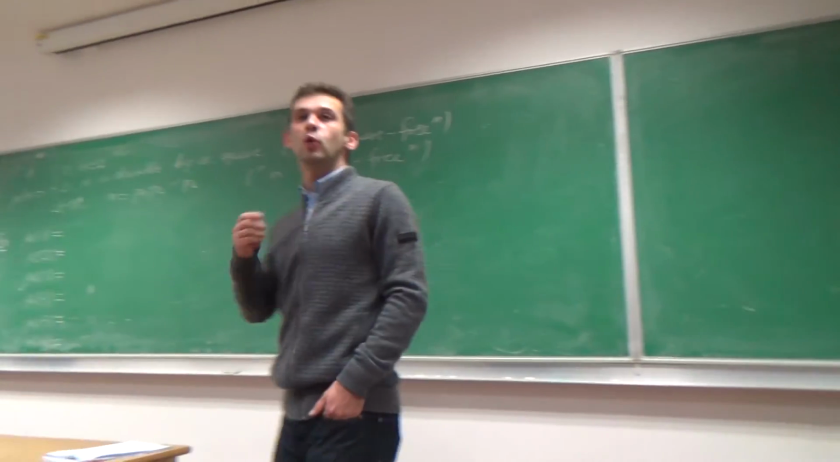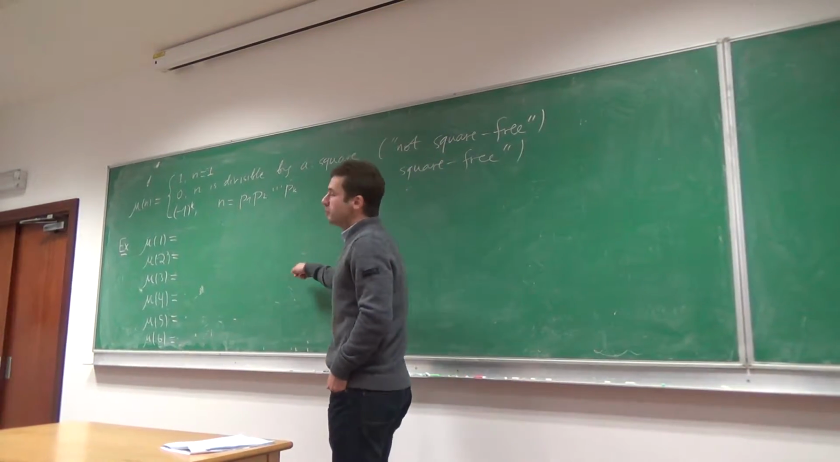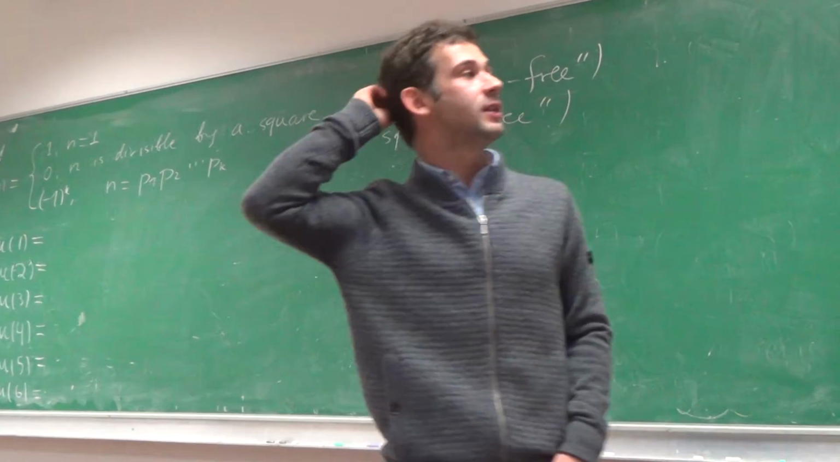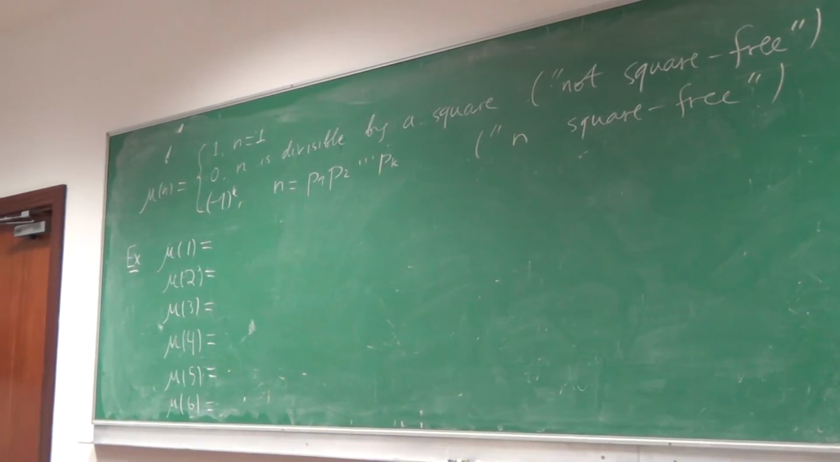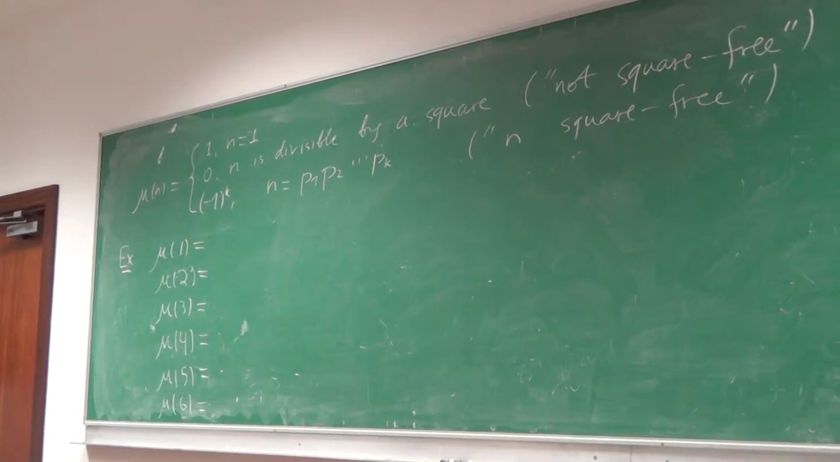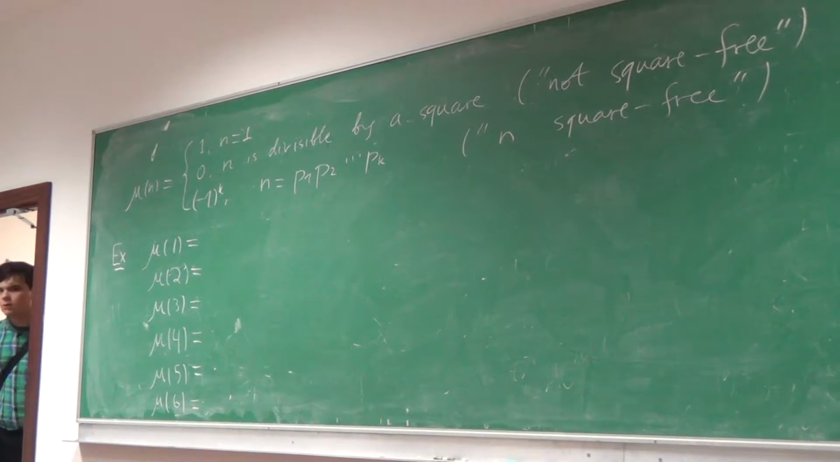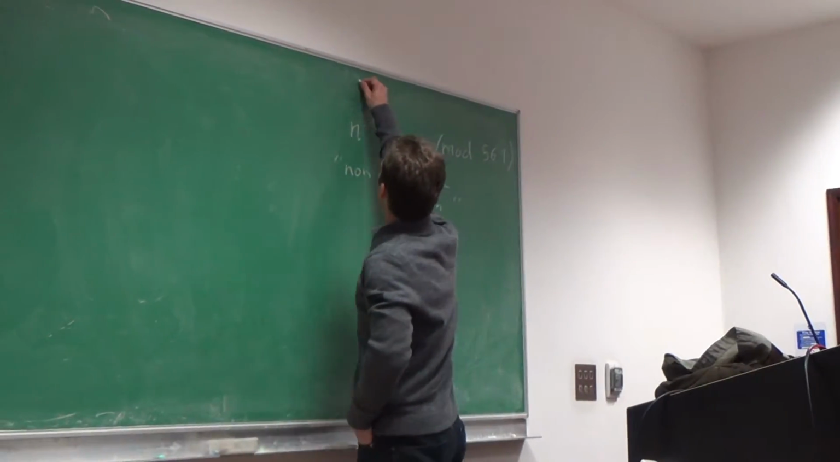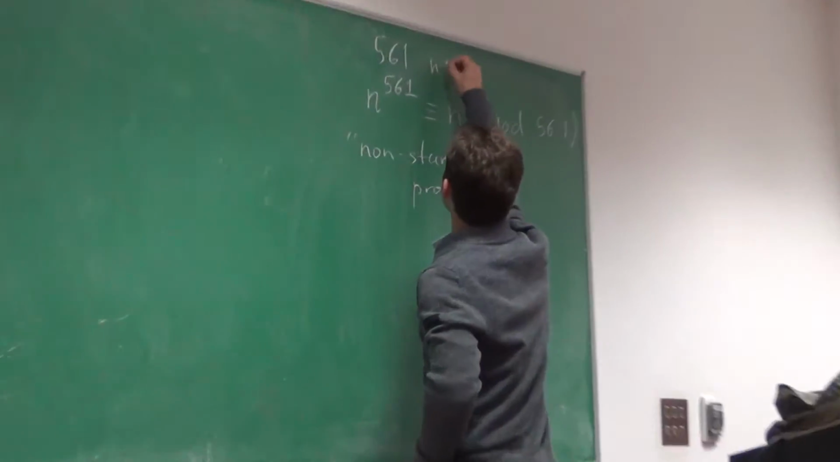Lecture. So we'll continue with the Möbius mu function in a moment. Let me briefly mention one of the homework problems some people have been asking me about. It's to show some kind of congruence like this, and the comment is that 561 is not a prime.